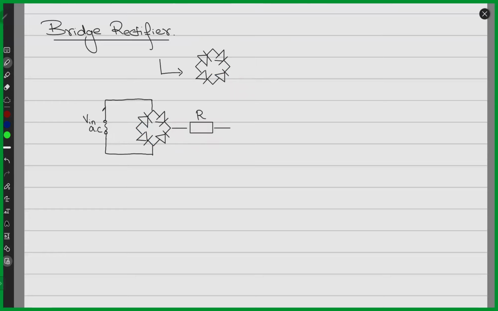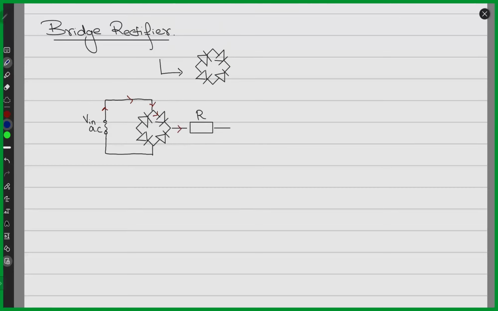If the current flows in this direction, what will happen? Actually, let me use another color for this. So if it flows in this direction, it takes this path, it goes here. It cannot go on this side because the diode does not allow that directional current to flow. So it's going to go in this direction. When it comes over here, it cannot go back in this direction because again, the diode does not allow that. So what it does is it flows through the resistor R. So that's one of the directions of the current that flows through the resistor R.